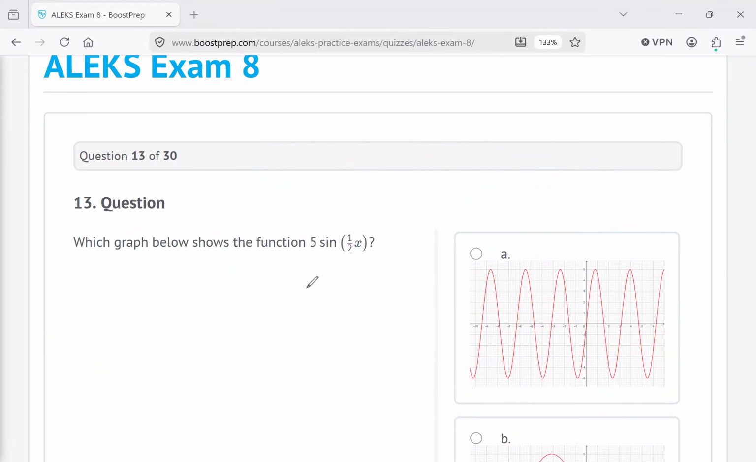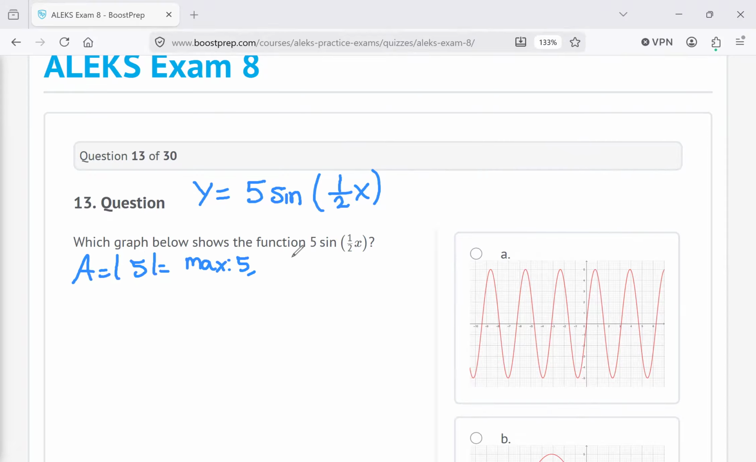Question 13 says which graph shows this? So we have the graph y equals 5 sine of 1/2 x. So what we'll need is the period, the phase shift, and all that stuff. Or no, let's start with the amplitude. The amplitude is going to be the absolute value of 5, which means that your max is 5 and your min is -5, right?